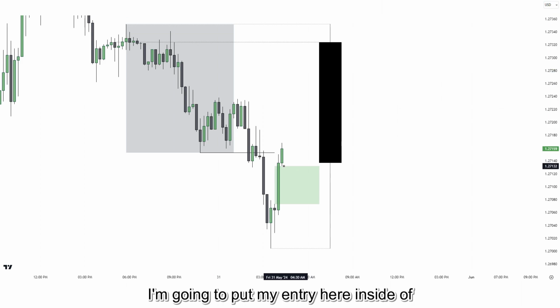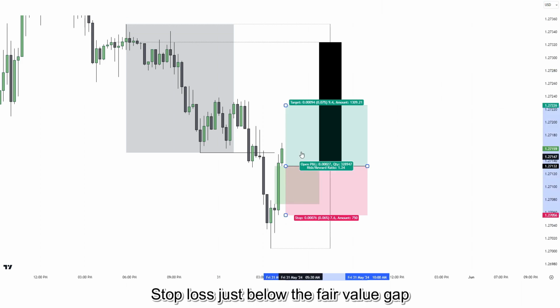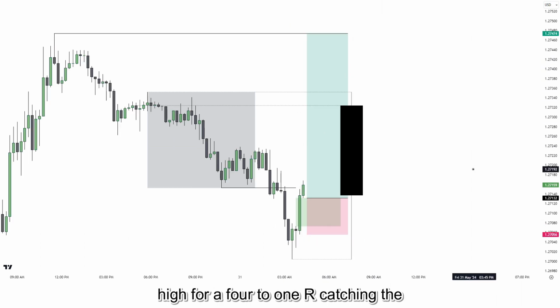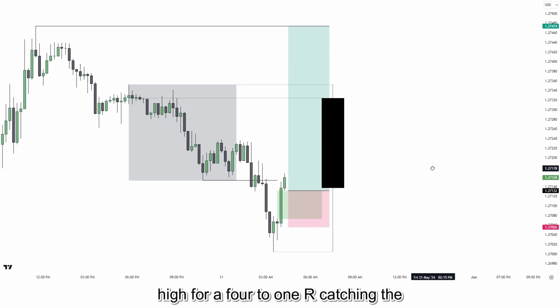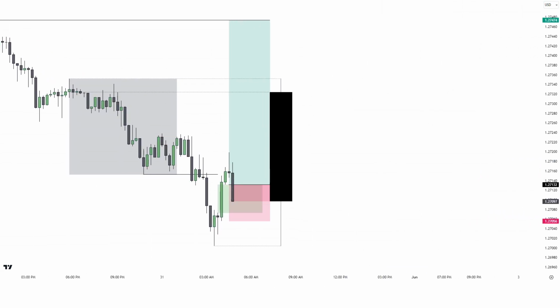I'm going to put my entry here inside of this bullish fair value gap. Stop loss just below the fair value gap here, targeting back above the prior weekly high for a 4-to-1 R, catching the entire daily range. Let's see what happens. Price comes lower, taps us into our position.